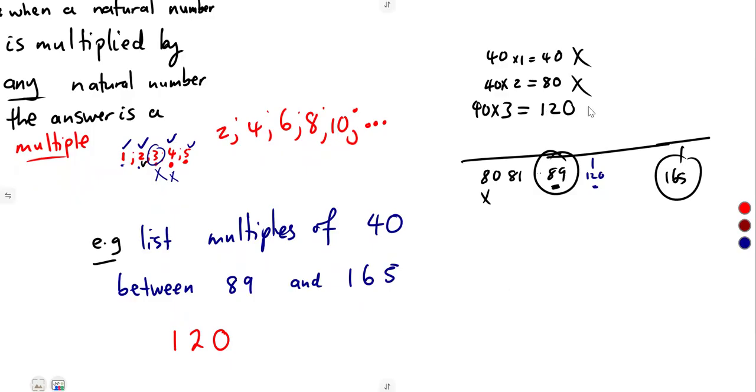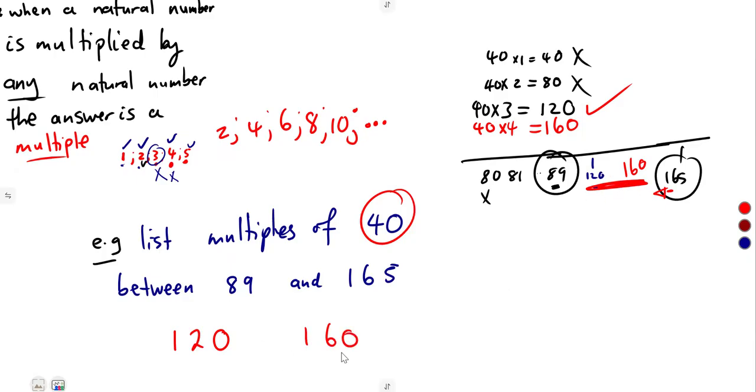Let us move on. So this one, it is in the interval. 40 times what? Remember, multiples of 40. It was 1, 2, 3. Now we move on to 4. 40 times 4 is 160. 160 is in between. It is there before 165. 160 is in this interval. So we can take that one, 160.